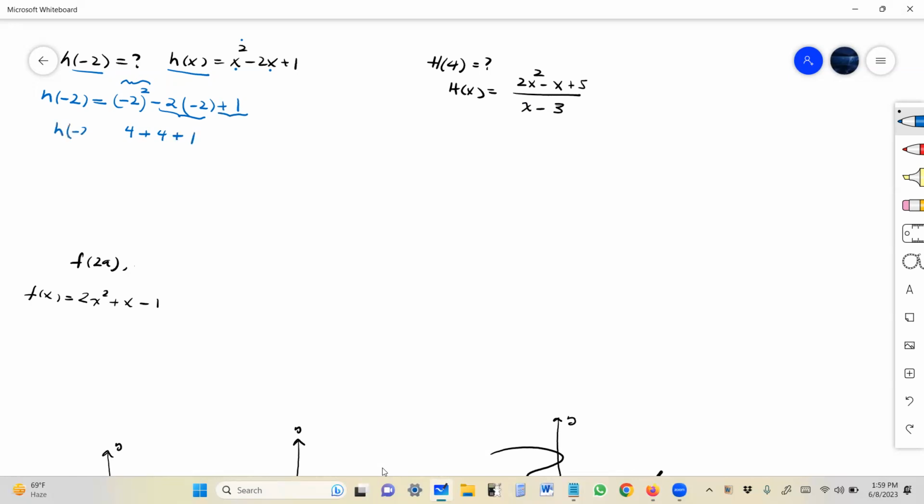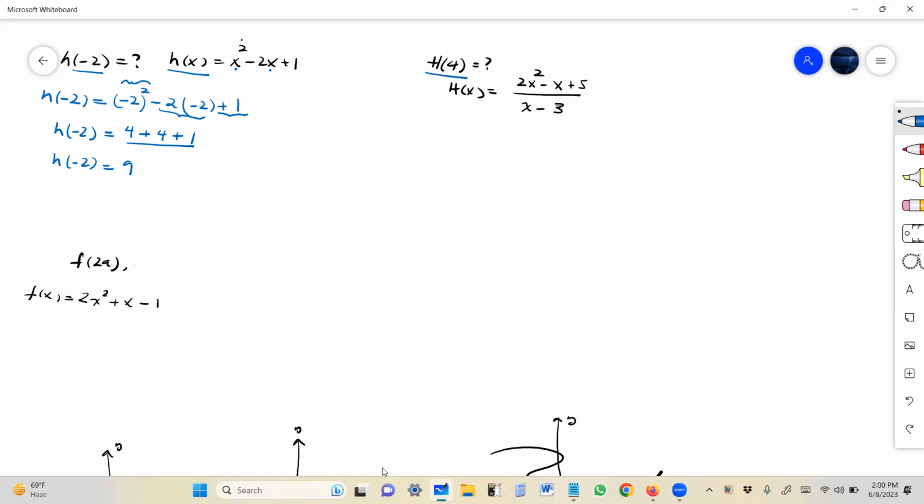Okay, so h of negative 2 equals. And then I only have to perform this operation. Obviously, 4 plus 4 plus 1 is 9. And that's all you have to do. So this is function evaluation. So let's take a look at the more complicated one.